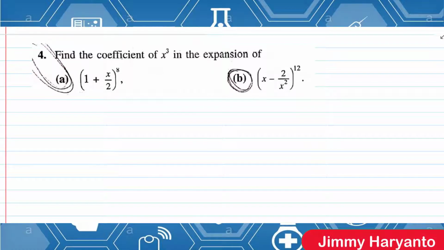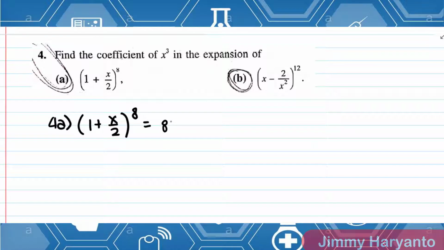The first is number 4a. Find the coefficient of x cubed in the expansion of (1 + x/2) to the power of 8. So I have (1 + x/2) to the power of 8. The question wants us to find the coefficient of x to the power of 3.